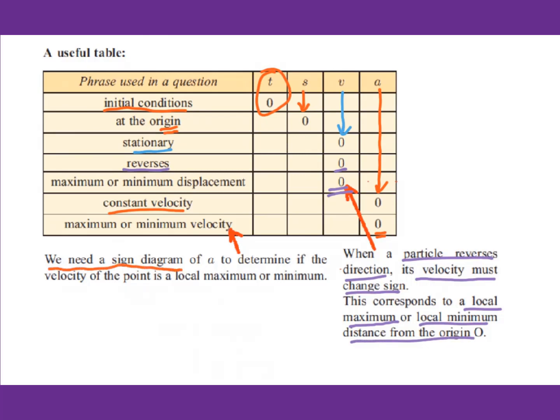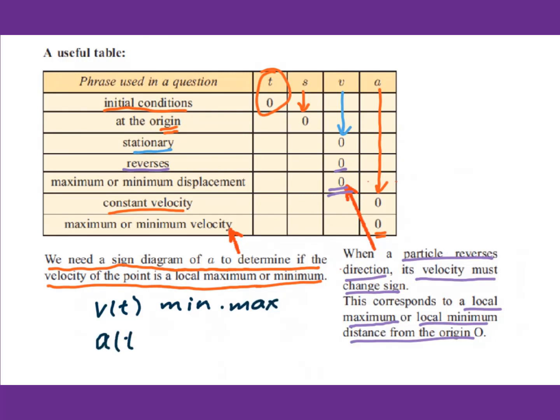We need a sign diagram of a to determine if the velocity of a point is a local maximum or minimum. Because when you decide the velocity is a minimum or maximum, you have to use the acceleration to decide if it's concave up or concave down, so that you decide it's a maximum or minimum for this velocity.